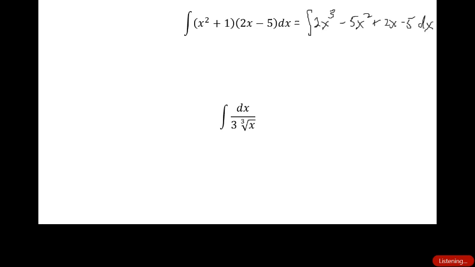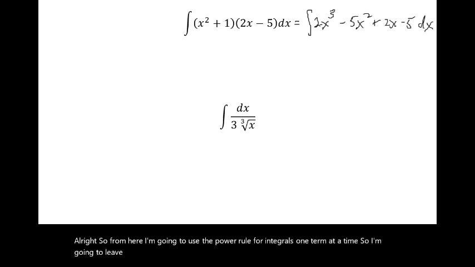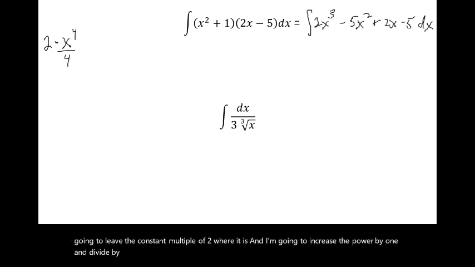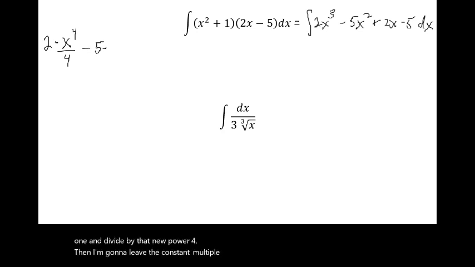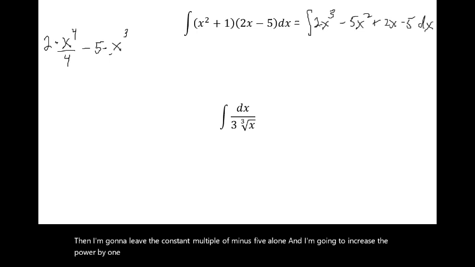All right, so from here, I'm going to use the power rule for integrals one term at a time. I'm going to leave the constant multiple of 2 where it is, and I'm going to increase the power by 1 and divide by that new power, 4. Then I'm going to leave the constant multiple of minus 5 alone, and I'm going to increase the power by 1, which gives us x to the 3rd, and I'm going to divide by that new power, 3.